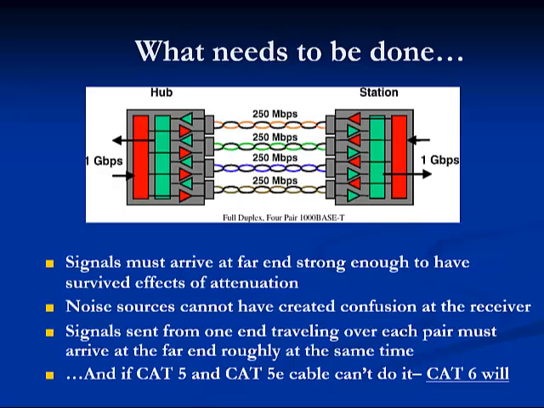Basically, in gigabit Ethernet networks, signals must arrive at the far end strong enough to have survived the effects of attenuation. Noise sources cannot have created confusion at the receiver. Signals sent from one end traveling over each pair must arrive at the far end roughly at the same time. And if Category 5E cable can't do it, then use Category 6. In fact, when using gigabit Ethernet, always use Category 6 cabling or optical fiber cabling.